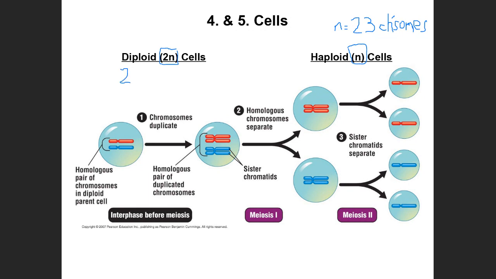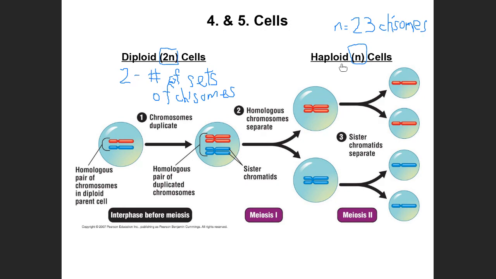The 2 represents the number of sets of chromosomes. I use that word "of" too much, I noticed. That's the simplest way I can water it down. So when you're looking at a diploid cell, the 2 represents the number of sets of chromosomes. The N, again, represents the number of chromosomes.